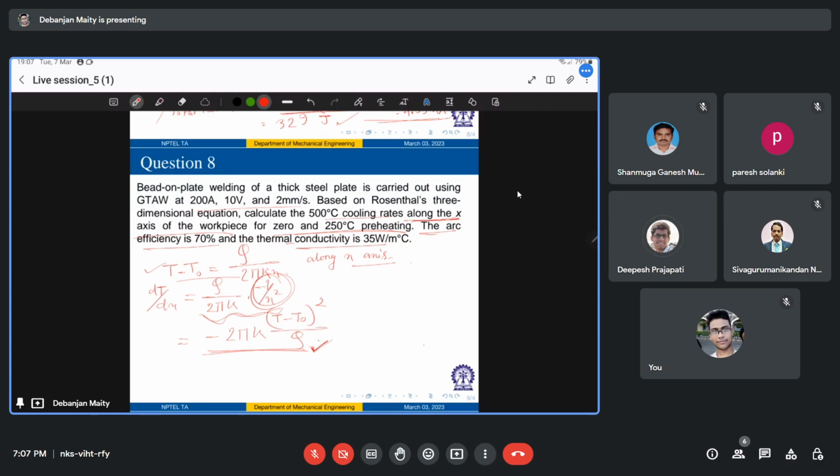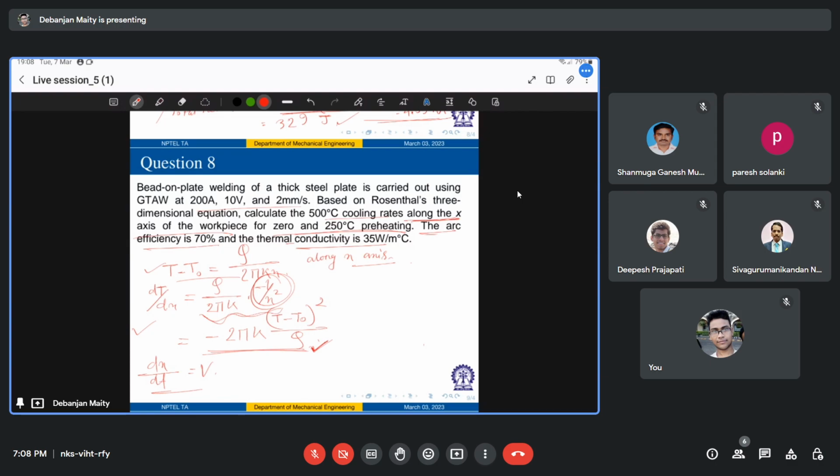Yes, sir. Great. So if this is okay for you, we got the temperature gradient, right? Not the value exactly. We got it as a function of T and K and those things, right? So if we got the temperature gradient, and what we know is that dx/dt is your velocity, the welding speed, right?